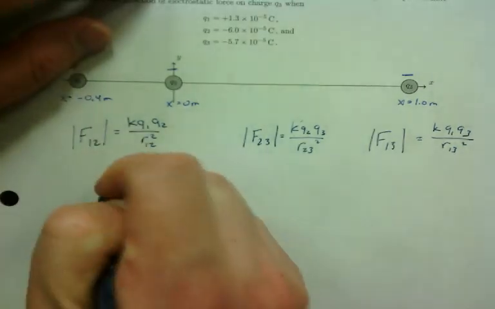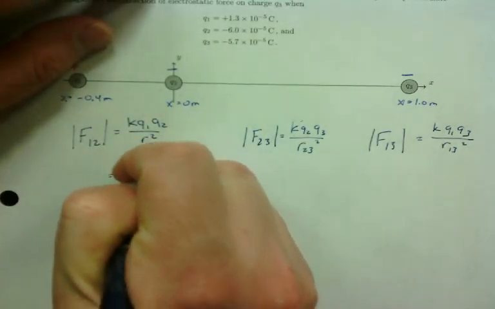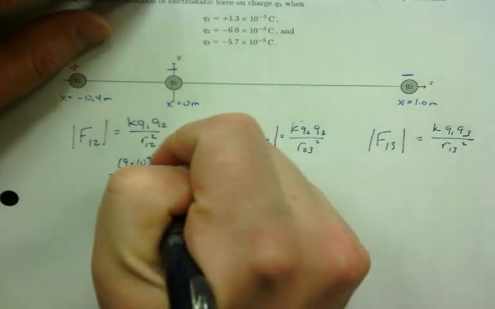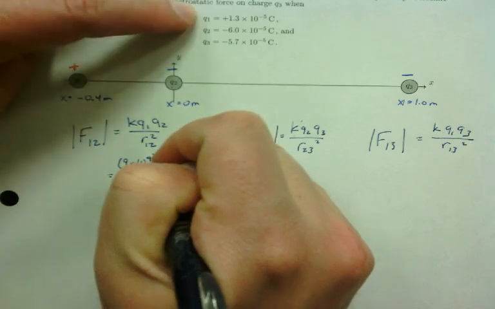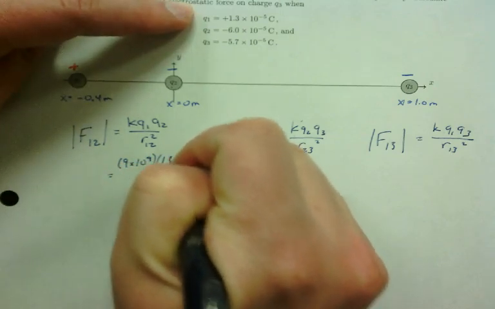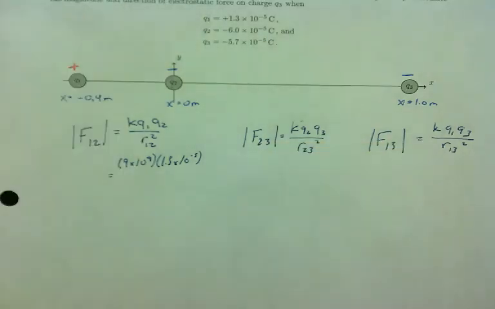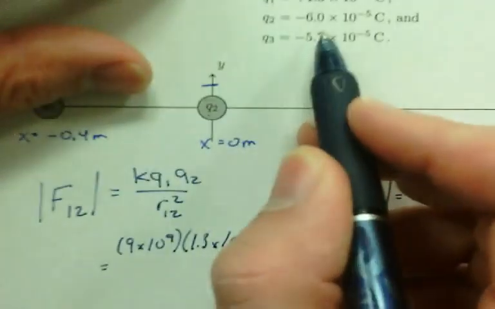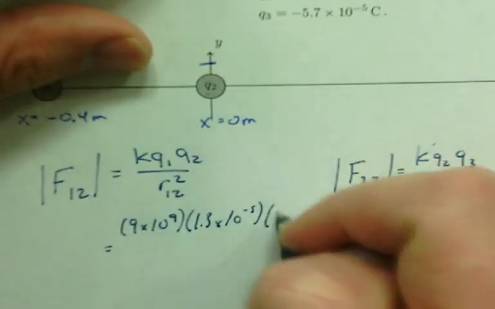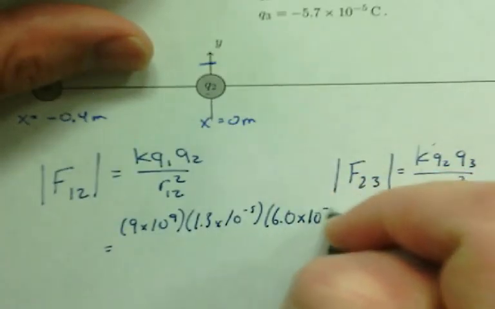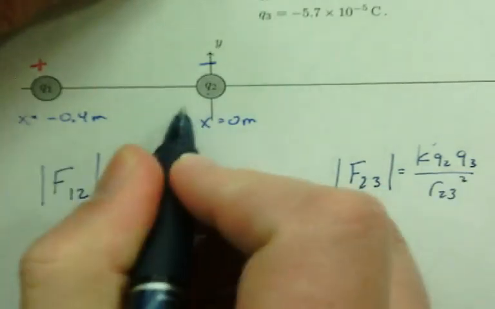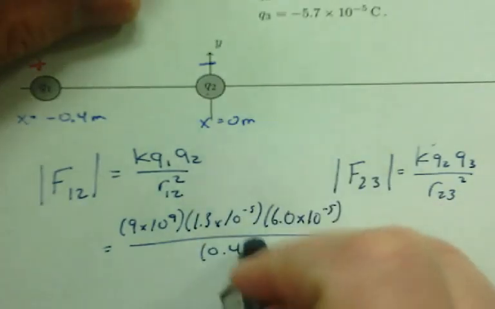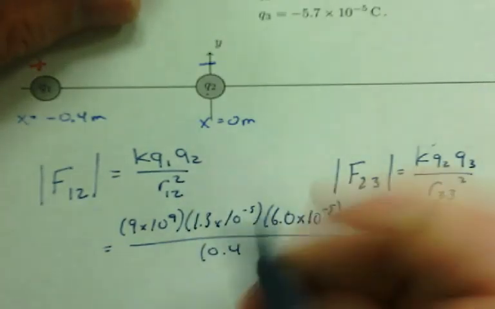So for each of these, K is 9 times 10 to the 9th. I'm going to drop my units just to be a little more compact. Q1 is 1.3 times 10 to the negative 5. I'm going to zoom in on this one so you can see it. Q2, if we look up here, is 6.0, again ignoring the negative, times 10 to the negative 5. And the separation between 1 and 2 looks to me to be 0.4 meters.